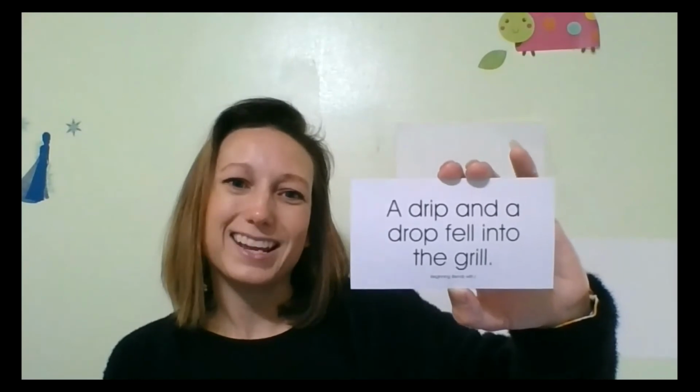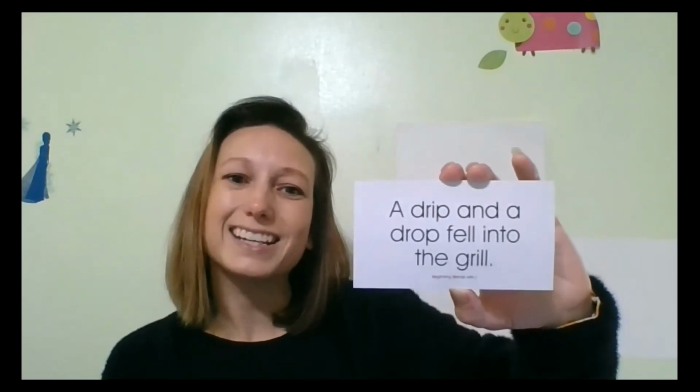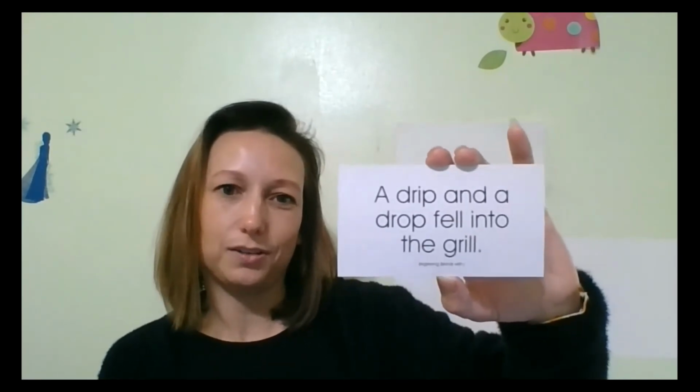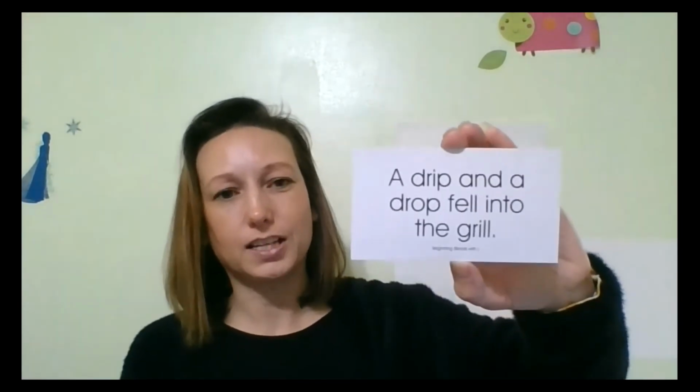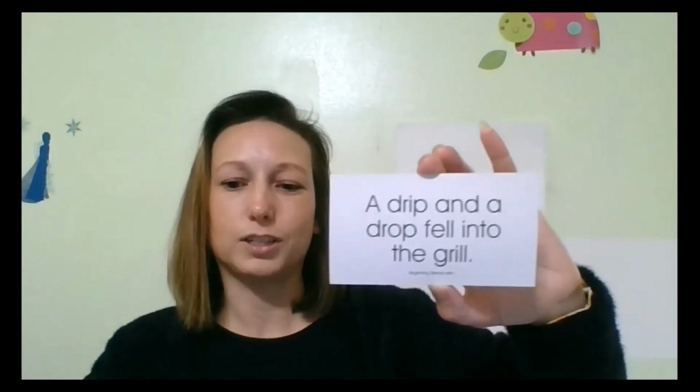A drip and a drop fell into the grill. What do you think was on the grill that might have been dripping and dropping? Cooking maybe some chicken. Okay, let's get ready to write some words.